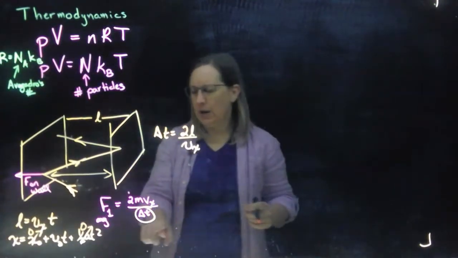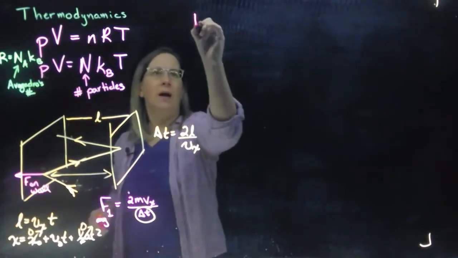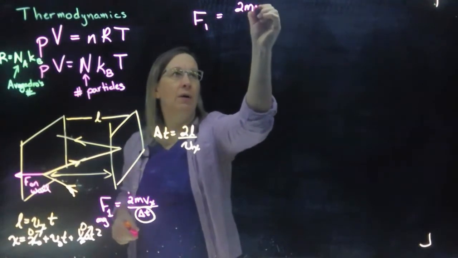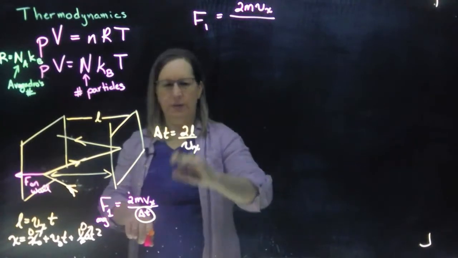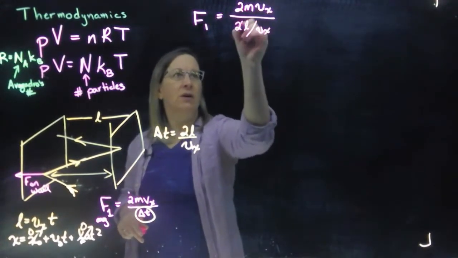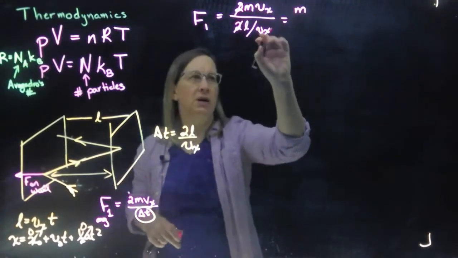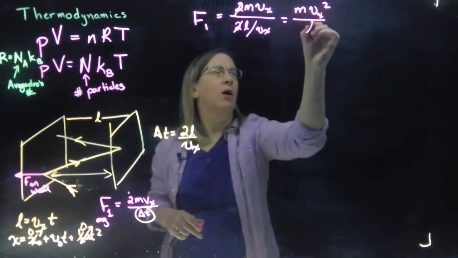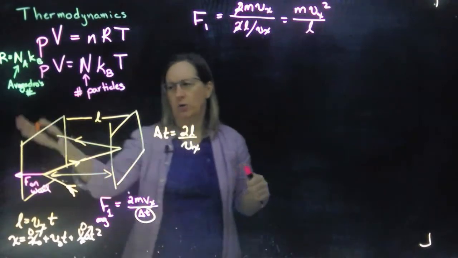So if I plug that into here, then I'm going to have F for one particle is equal to 2m Vx over this delta t, which is now going to be 2L divided by Vx. Okay, the 2's are going to cancel, and this is going to look like m. Because I've got something in the denominator, I have to flip it over. m Vx squared over L. So that's the force if I have one particle that's bouncing around.